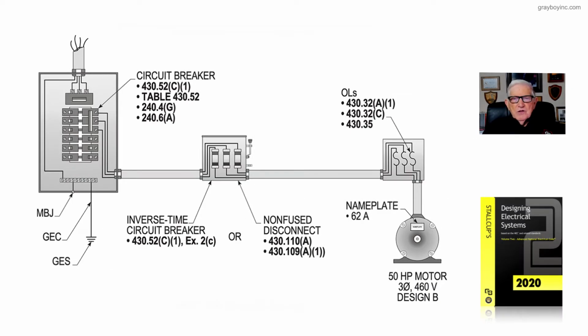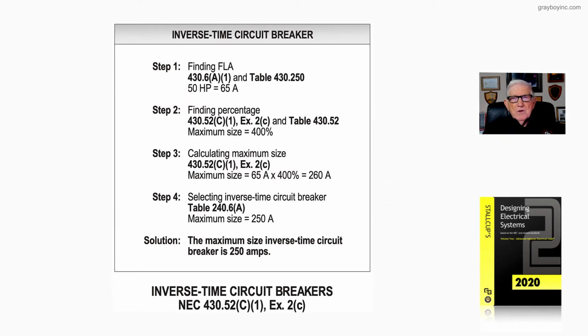Now this illustration illustrates using the maximum size inverse time circuit breaker. Now, notice the motor's the same. It's a 50 horse, 460 volt, three-phase motor. It's design B. The nameplate is 62 amps. So looking at the math that has to be performed, step one is the same.